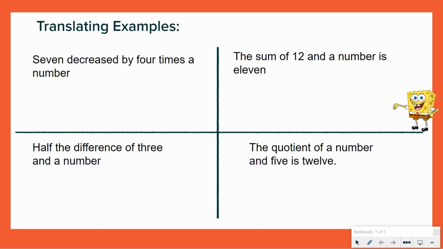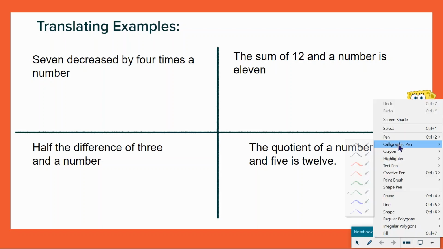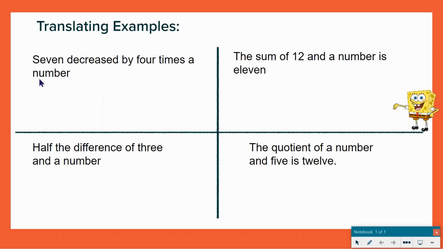All right, so here we're looking at 4 translating examples where we're taking these English sentences written in words and we're trying to translate them into math sentences written in numbers and symbols. And it could end up as an expression, which means it's just operations between terms, an equation, which means it has an equal sign, or an inequality, which means it has an inequality symbol.